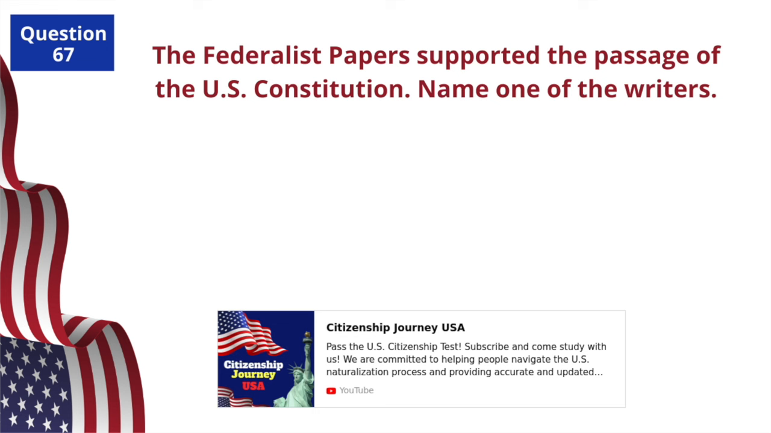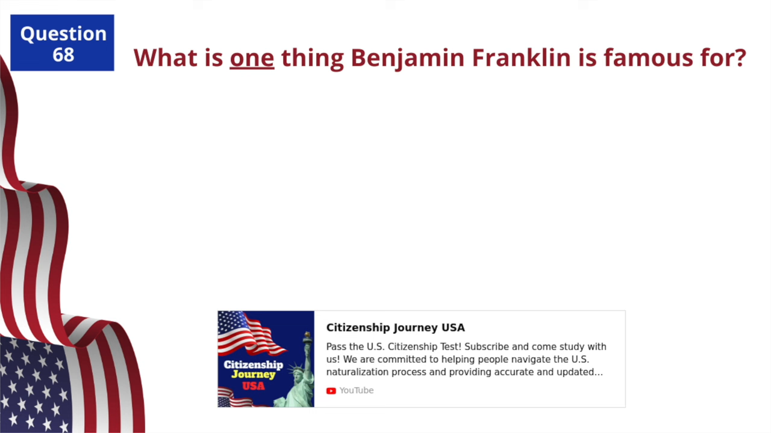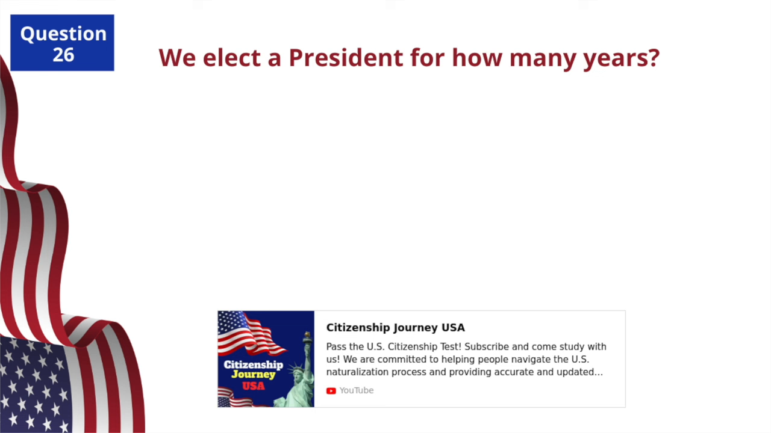The Federalist Papers supported the passage of the U.S. Constitution. Name one of the writers. James Madison. What is one thing Benjamin Franklin is famous for? U.S. diplomat. We elect a president for how many years? 4.